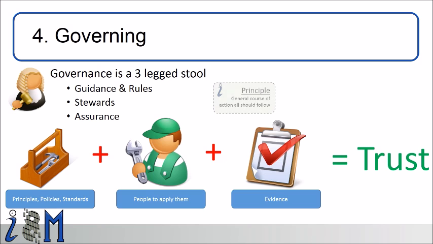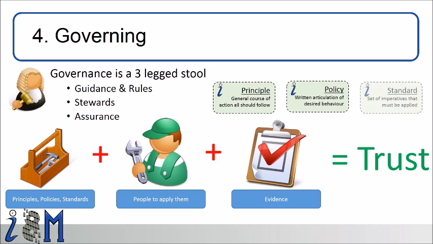So each of these has a very particular definition, and they're all on a spectrum. We start off with principles, which are defined as a general course of action everybody should follow. We go to policies, which are written articulation, and then finally we have standards. Now standards are imperatives, clearly you must do. So if you think about this in a spectrum from you should to you must, you can understand where these three different governance mechanisms sit.